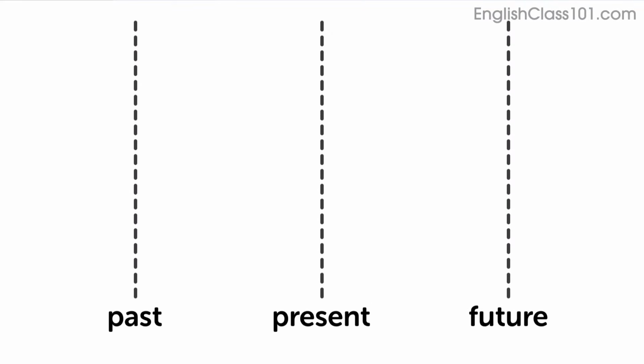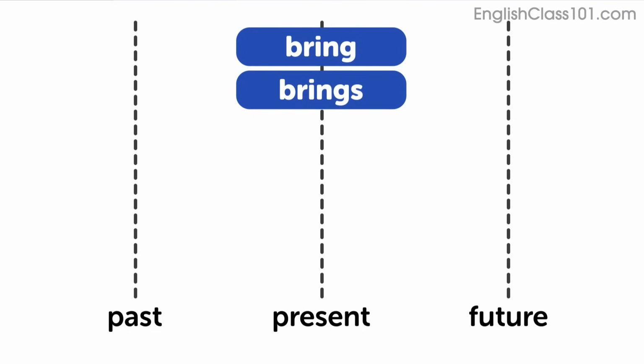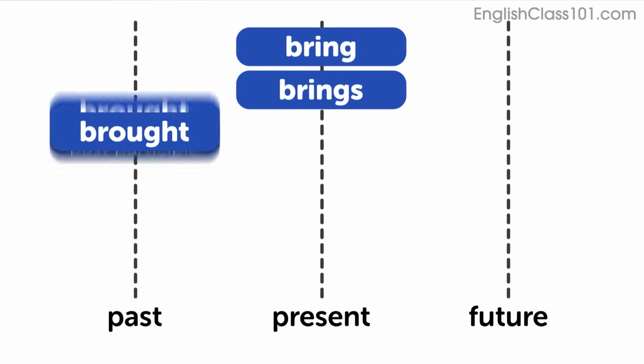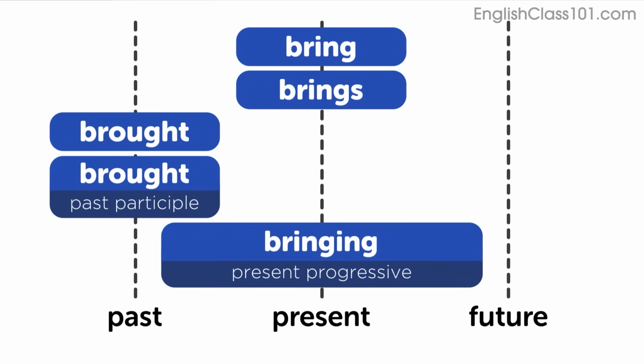Now let's take a look at the conjugations for this verb. Present: bring, brings. Past: brought. Past participle: brought. Progressive: bringing.